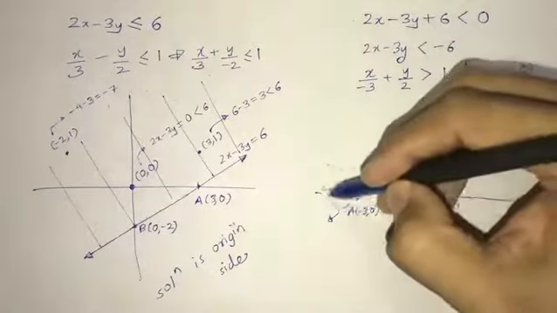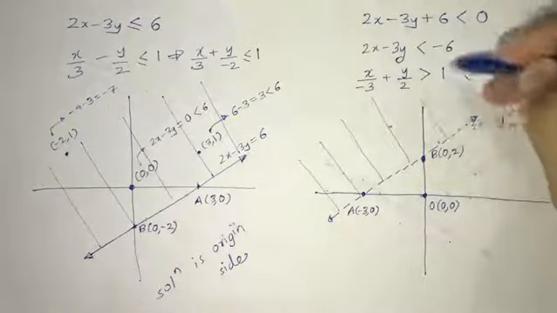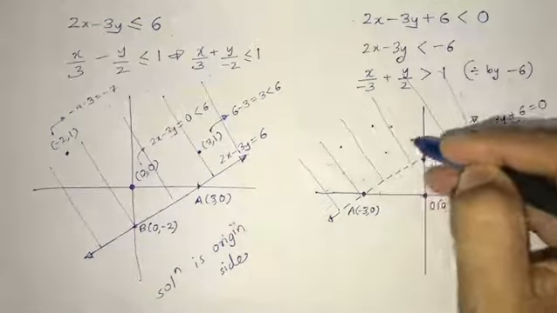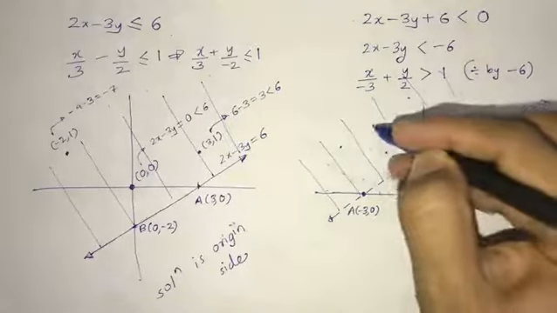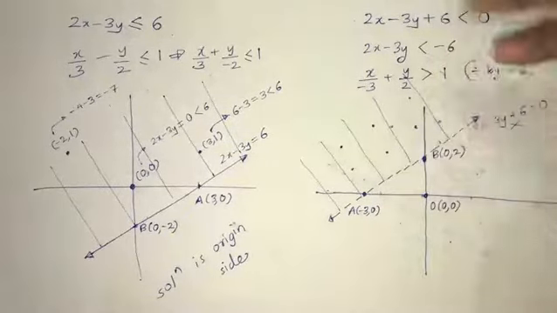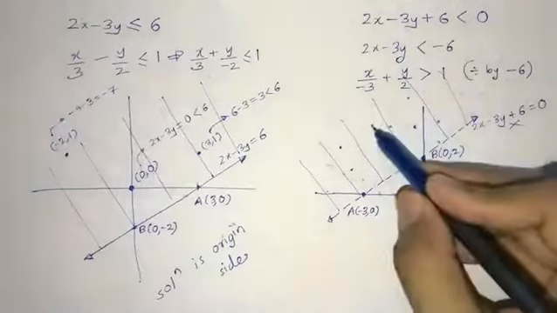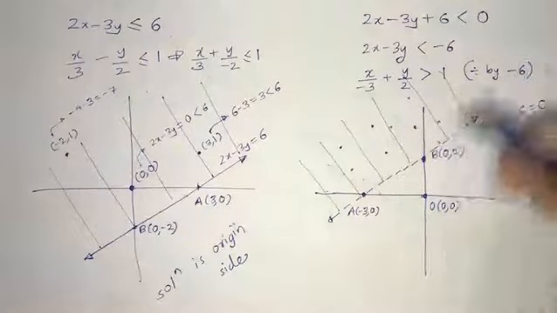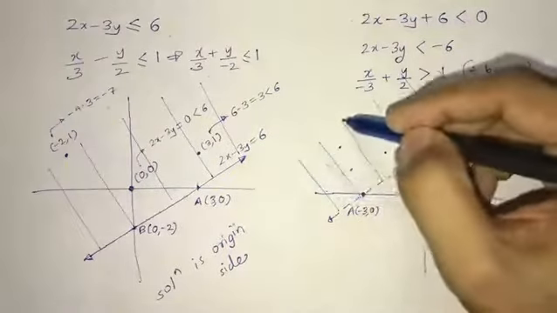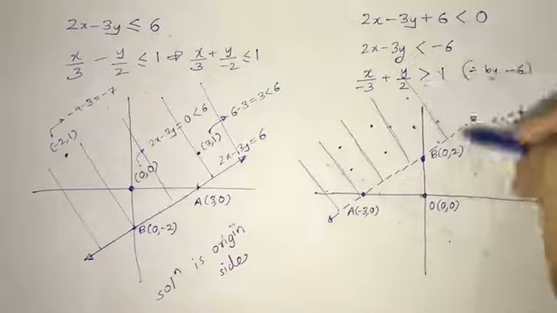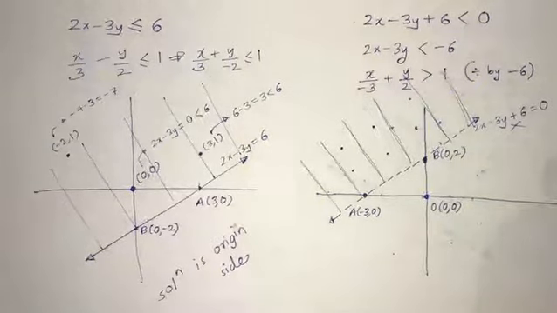So the points which are on the other side of the origin, you can check any random point and put it in the inequality. You'll find that the points on this side of the line will satisfy the inequality. You can check any point from this side and put it in the inequality, it will satisfy. So this is the region which will be my solution for the inequality 2x minus 3y plus 6 less than 0. It is an open half plane.